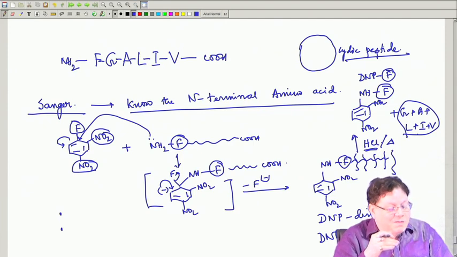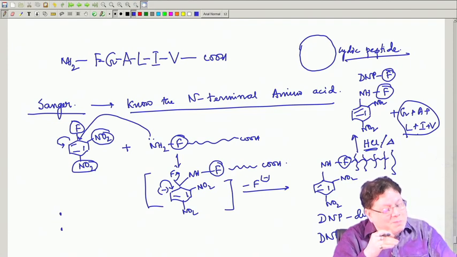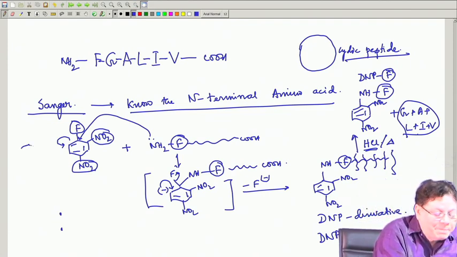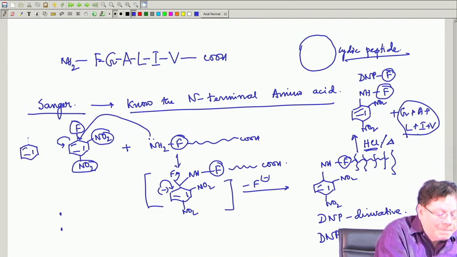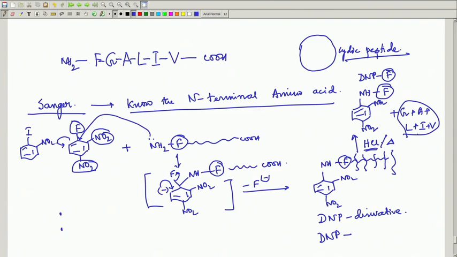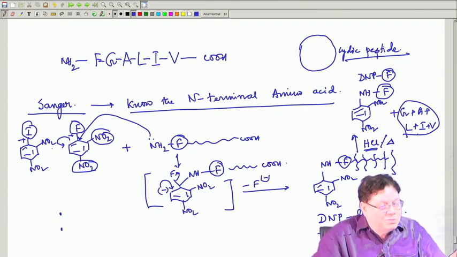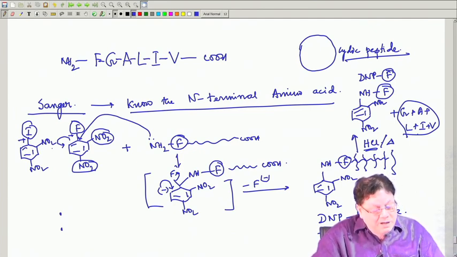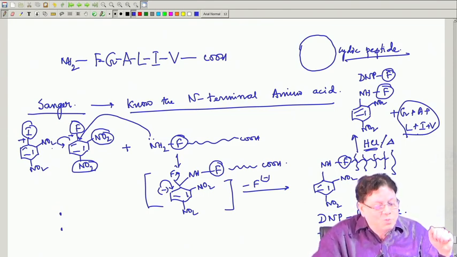The second question is, why did Sanger take the fluoro 2,4-dinitrobenzene and not the corresponding iodo compound? Because people might think, we all know that the C-I bond is much weaker than the C-F bond. So, we might think it would have been better to take the iodo derivative, but that is not the case. Sanger took the fluoro, not the iodo, not the chloro, not the bromo. And what is the answer for that?